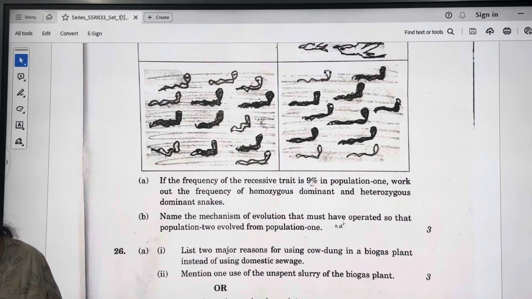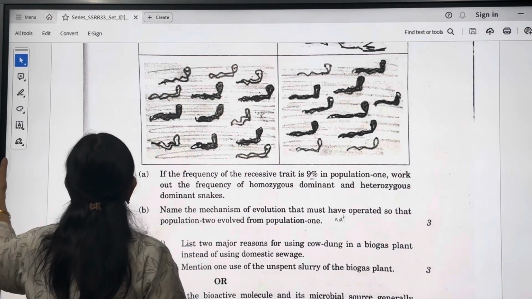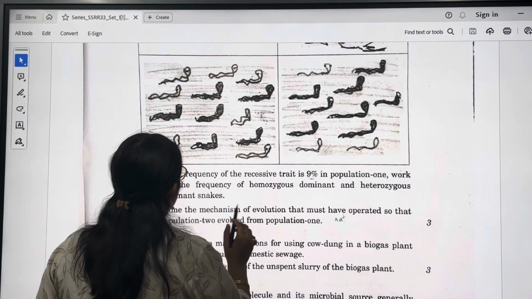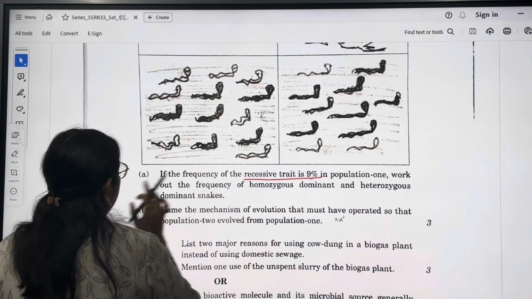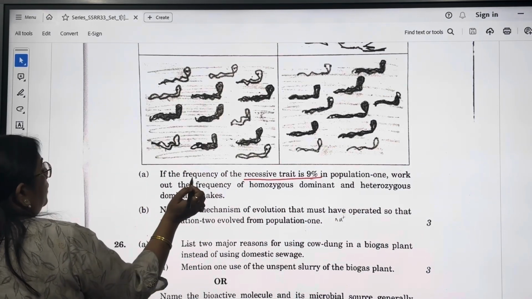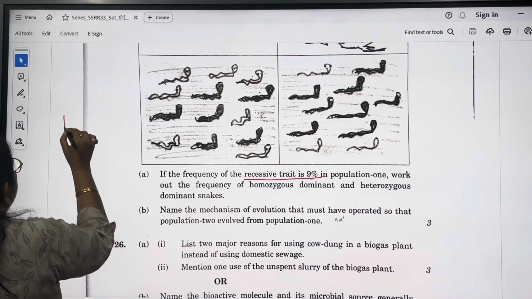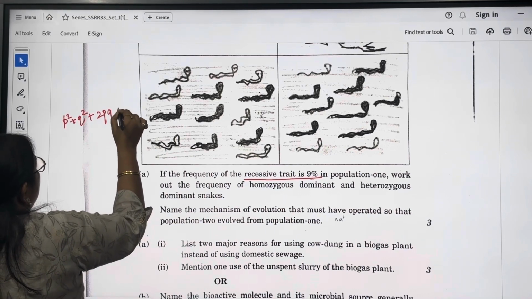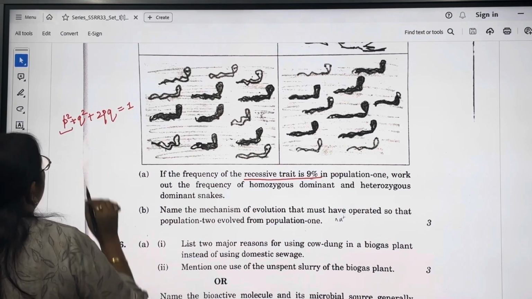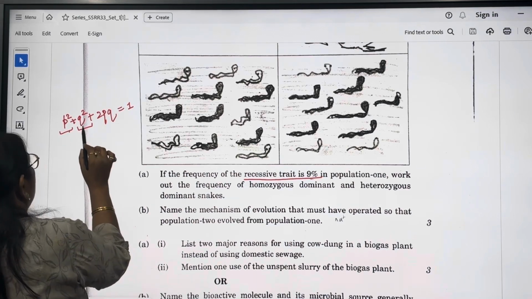What is the question actually? The question is: if the frequency of the recessive trait is 9% in population 1, work out the frequency of homozygous dominant and heterozygous dominant snakes. Recessive trait is 9%. It means what is the frequency? You have studied that according to the Hardy-Weinberg principle, p square plus q square plus 2pq is equal to 1. This is the frequency of the dominant trait.